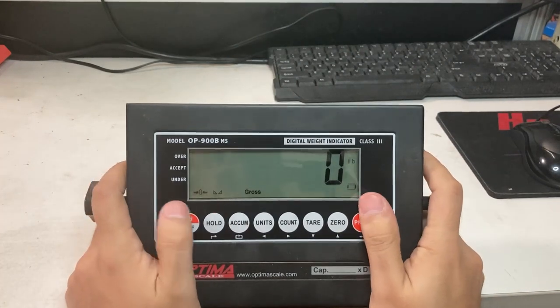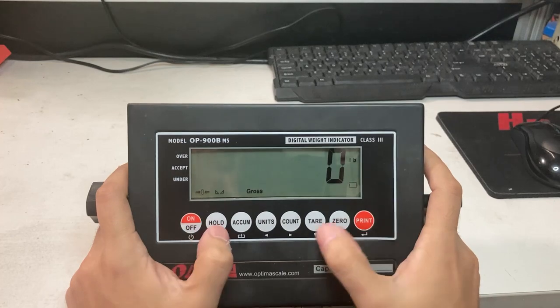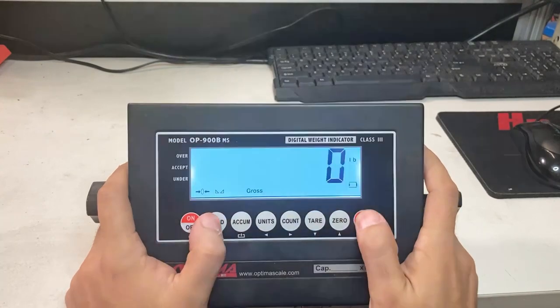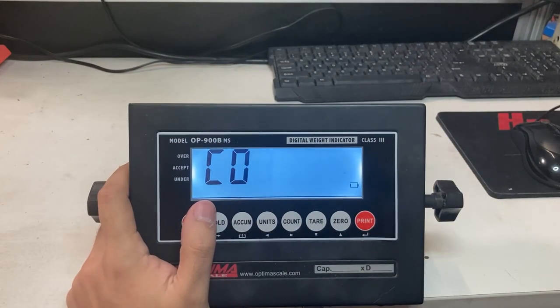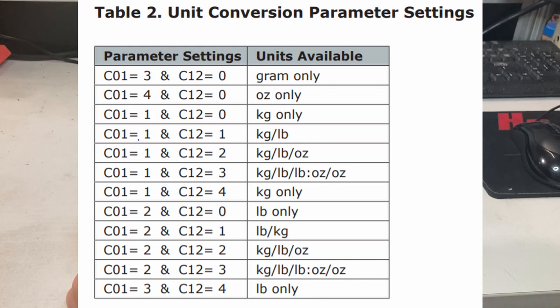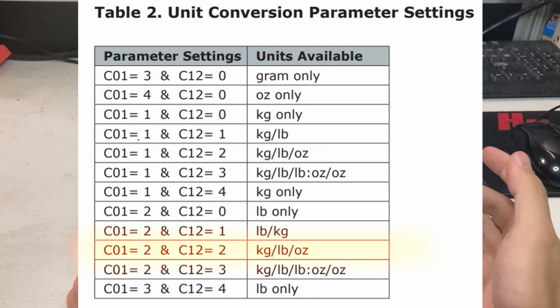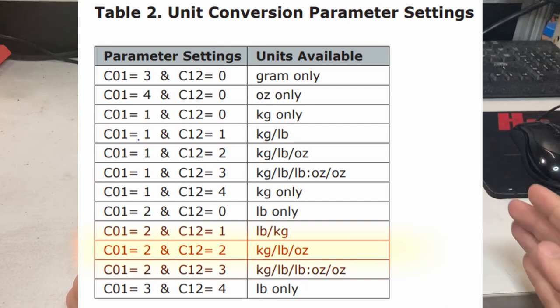So to actually enable it, go into the settings: hold the hold and print button. There's a chart, Table 2, unit conversion parameter settings, in the manual. On there, it will show you what we're looking for. So let's say I want to do kilogram, pound, ounces.